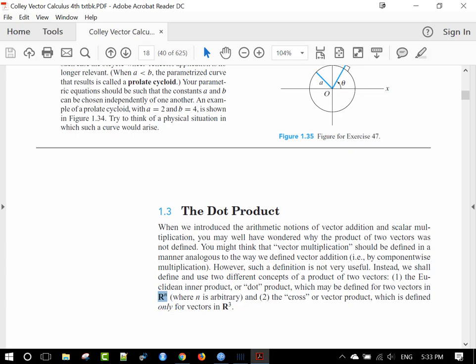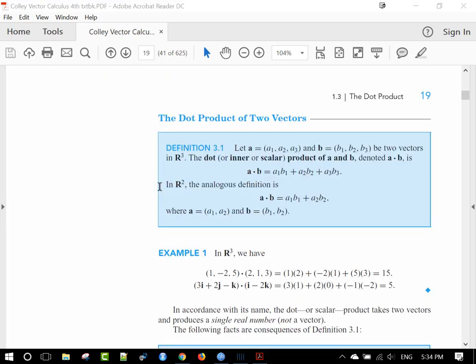So here's a definition of the dot product. It's also called the inner product. It's also called the scalar product. And here's an example from R3. But this dot product is defined for any Rn. So anyway, suppose we have two vectors in R3. So here's a vector, which looks like this. Here's another vector, which looks like this.